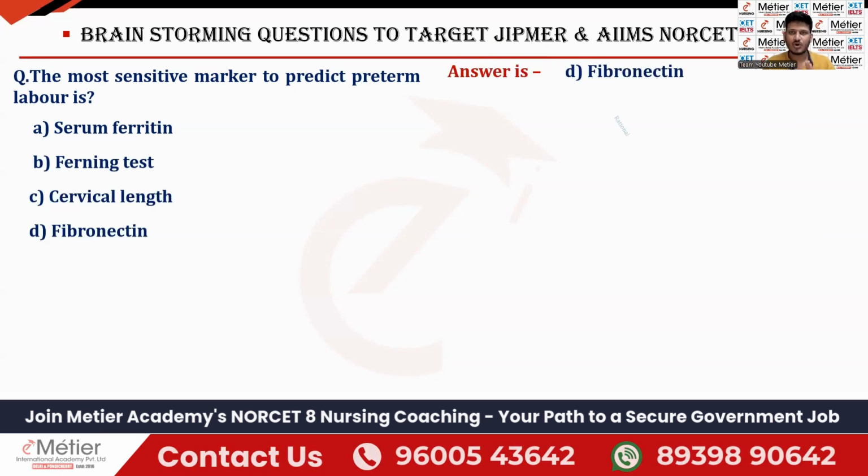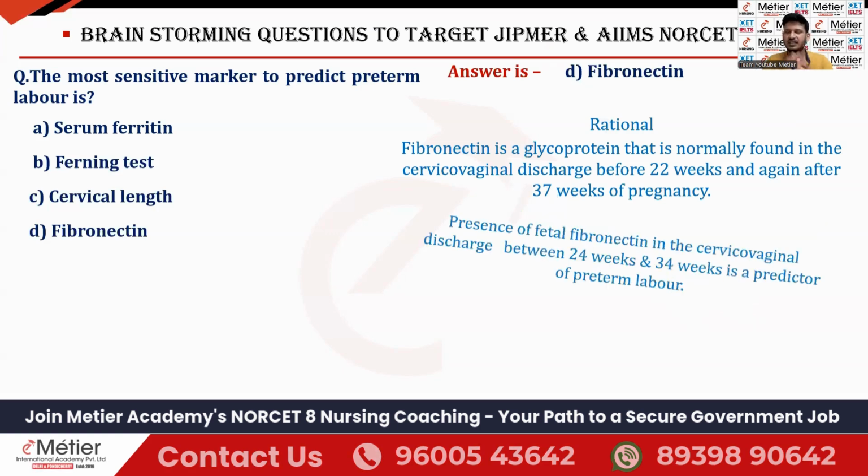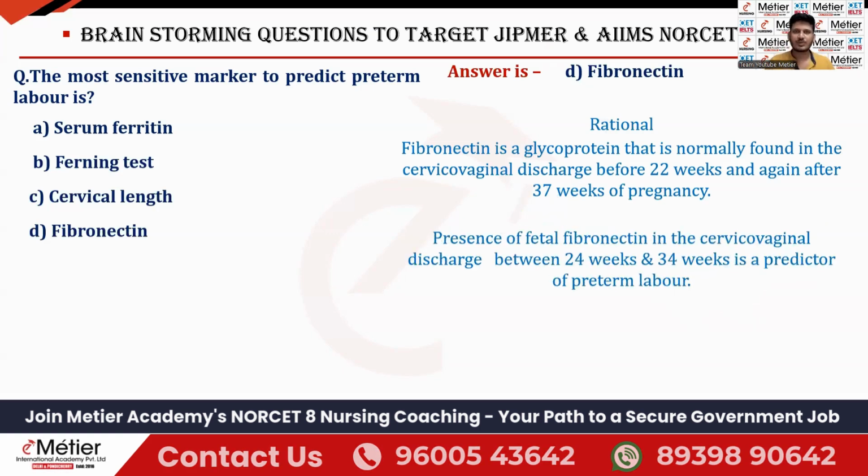That is fibronectin. The rationale behind this, let's see the key points. Fibronectin is a glycoprotein, guys, that is normally found in the cervicovaginal discharge. Usually this fibronectin will be present in the cervicovaginal discharge in between 22 weeks and 37 weeks of pregnancy. This is the first important point.